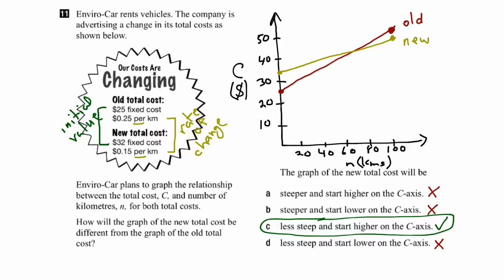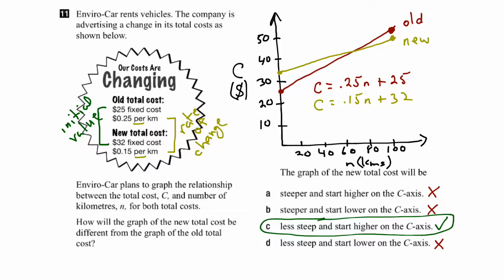For example, the equation of the old line, total cost would equal the rate of change, which is 0.25, times the number of kilometers n plus the initial value, which is 25. And we could also get the equation for the new cost model. So total cost would be the rate of change, or 0.15, times the number of kilometers plus the fixed value, or the initial cost, of $32. Now the question didn't ask us to come up with this information, but we're just exploring what we know about linear relations to extend the question.